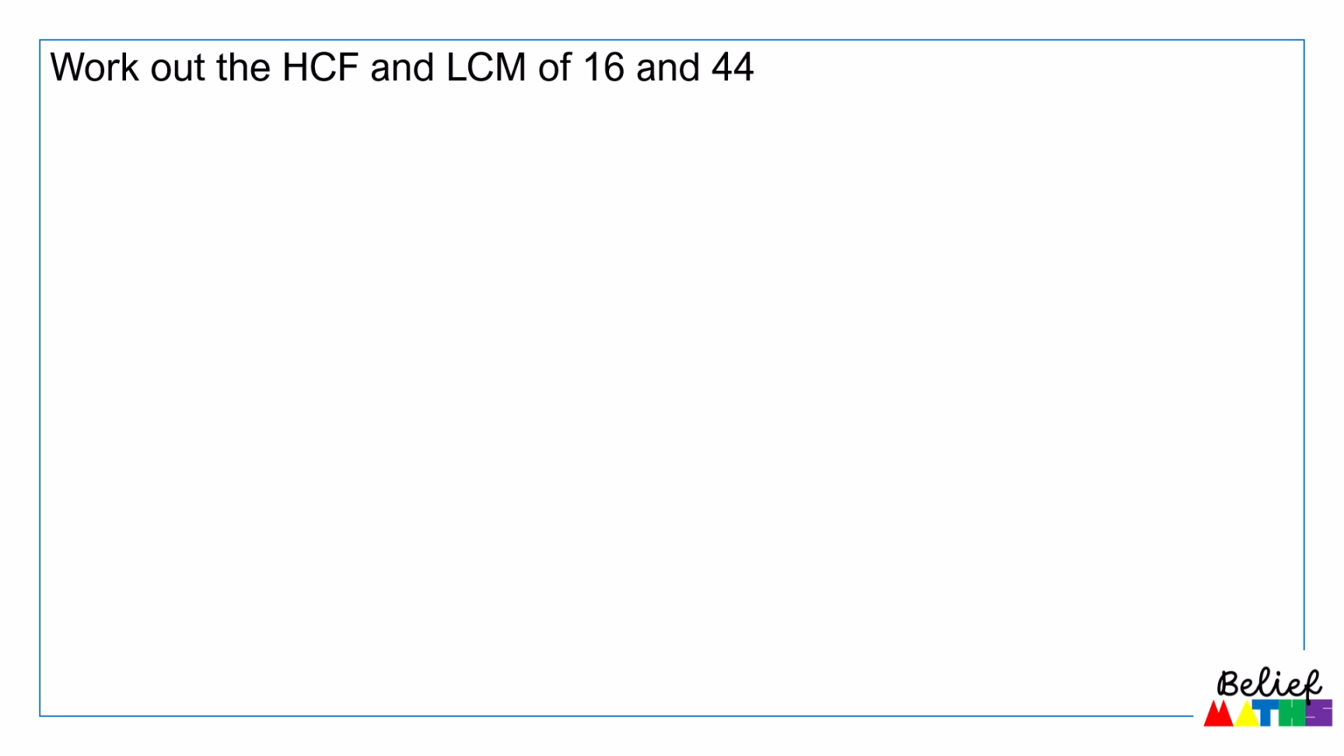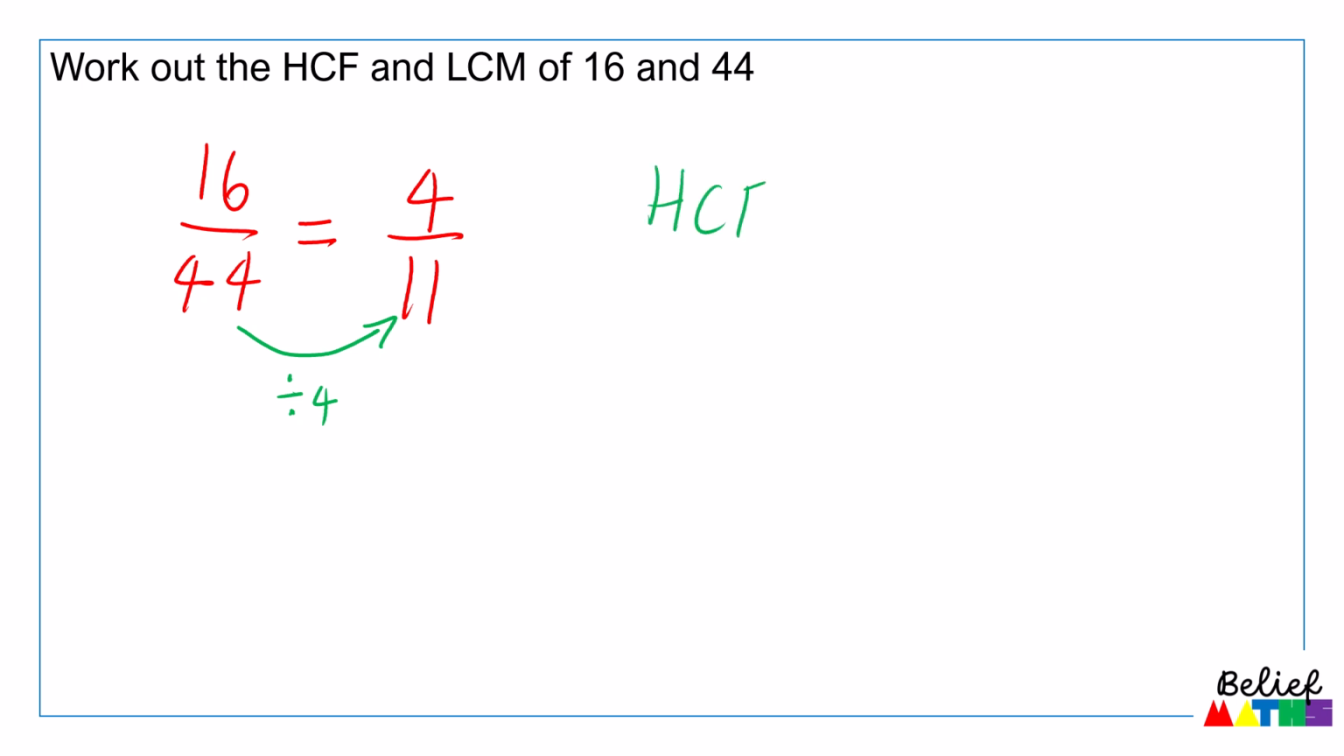What we're going to do is start by writing this as a fraction, and we're going to put the small number over the big number. So we're going to do 16 over 44. Now we're going to simplify that as much as we can. I can see both of those can be divided by 4, so that's 4 over 11. So 4 over 11 is fully simplified, and we just have to look and go, well, how did we get from here to here? We divided that by 4. Because we divided that by 4, we can just say the highest common factor is 4. So whatever we simplify overall, that's what we would have ended up with.